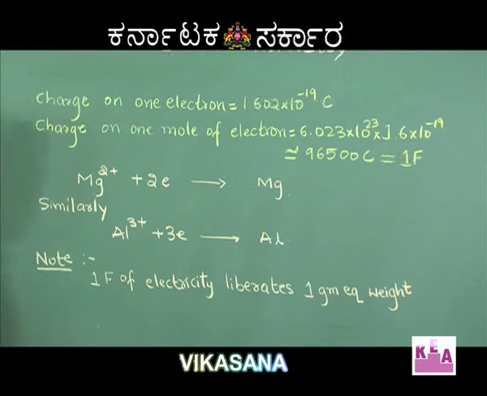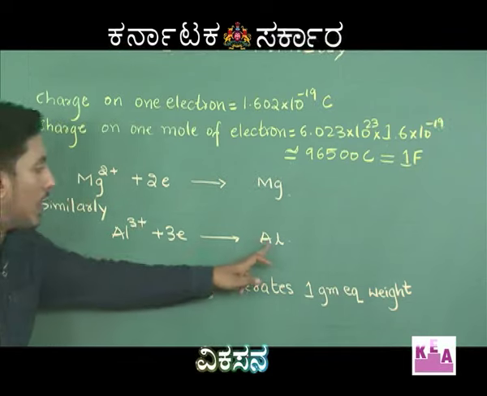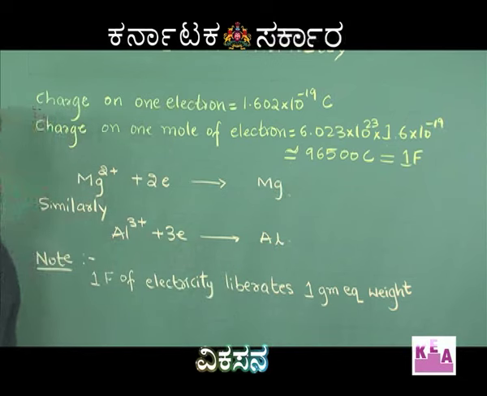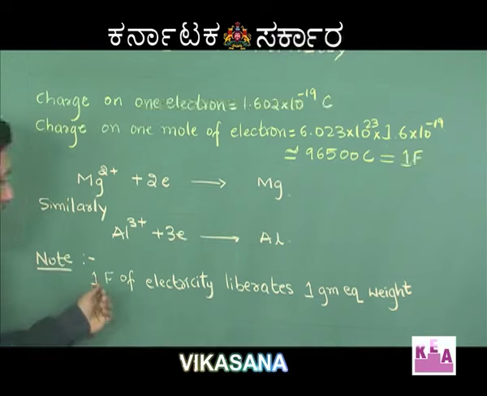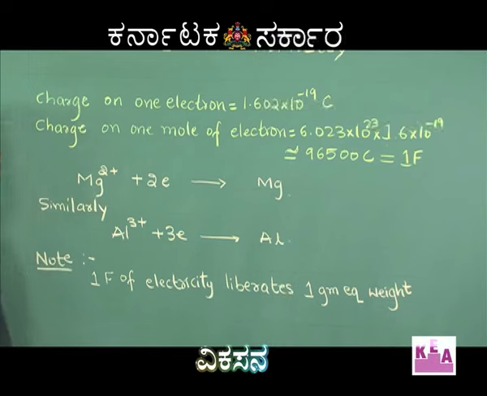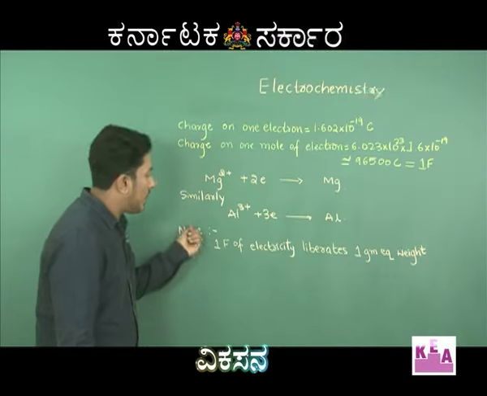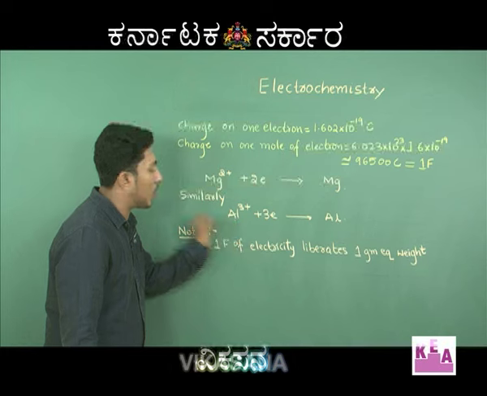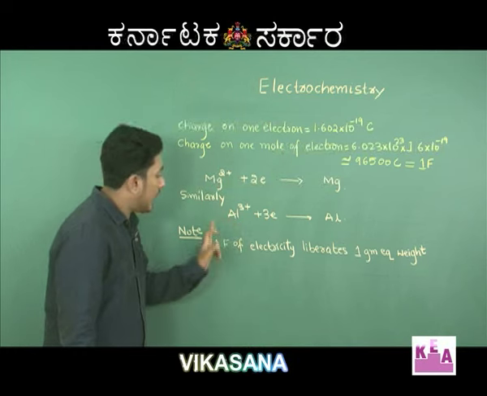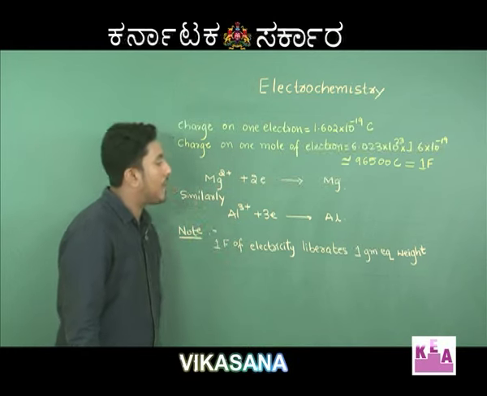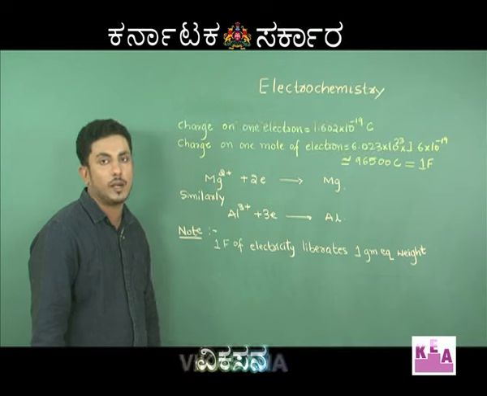Similarly, if you want to liberate 1 mole of aluminium, we require 3 moles of electrons. And one important note is, when you pass 1 Faraday of electricity through any electrolyte, it liberates 1 gram equivalent weight of a substance. For example, if you pass 1 Faraday of electricity through aluminium ions, then 1 gram equivalent weight of aluminium will be liberated.